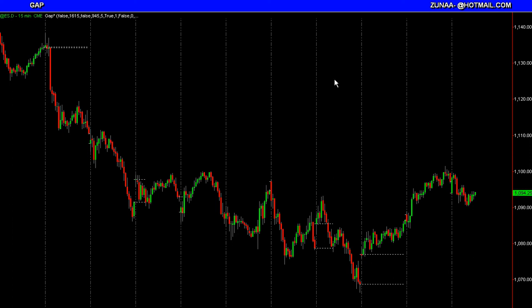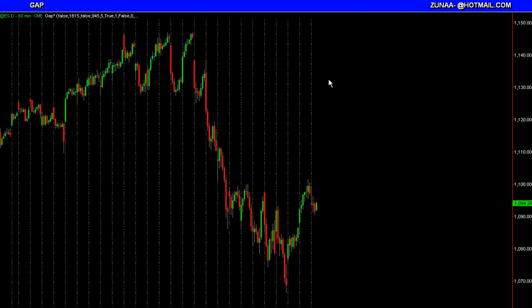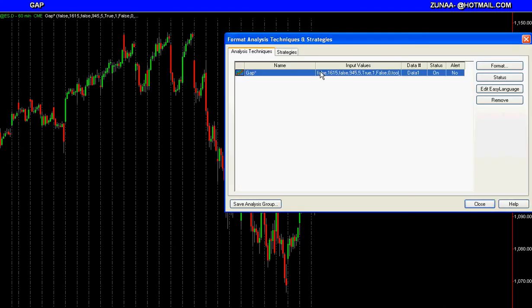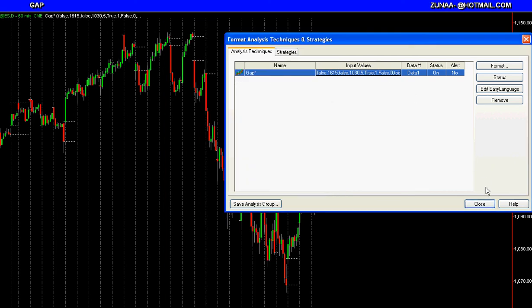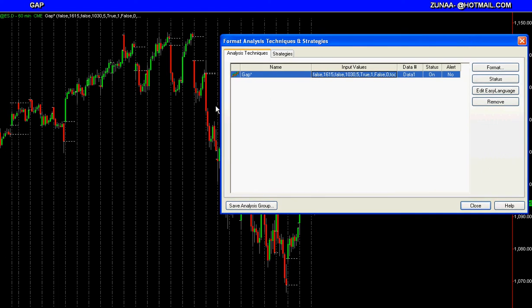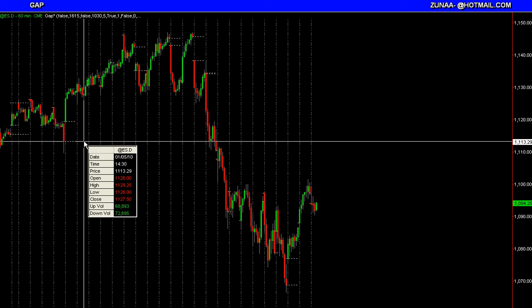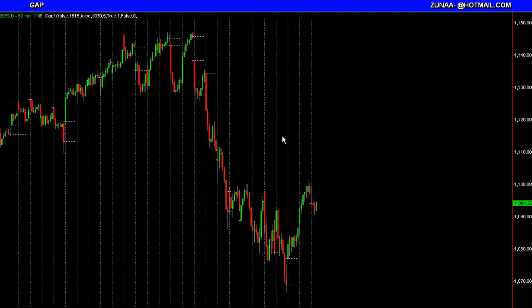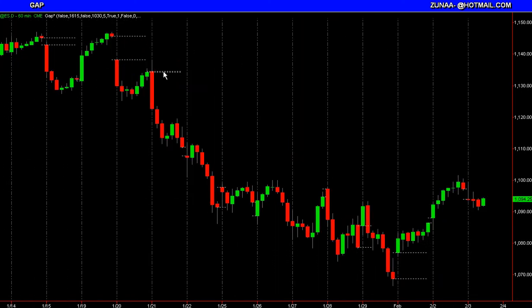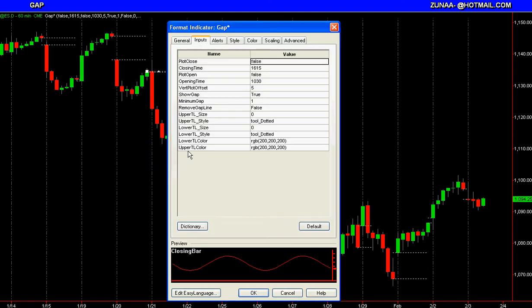And if you wanted to look at, let's say, a 60-minute chart, you would change it to 10:30 since the first interval is 60 minutes. So it would plot the difference between yesterday's close and today's open, and that would be your gap. And you could take a look at what existing gaps are not filled.